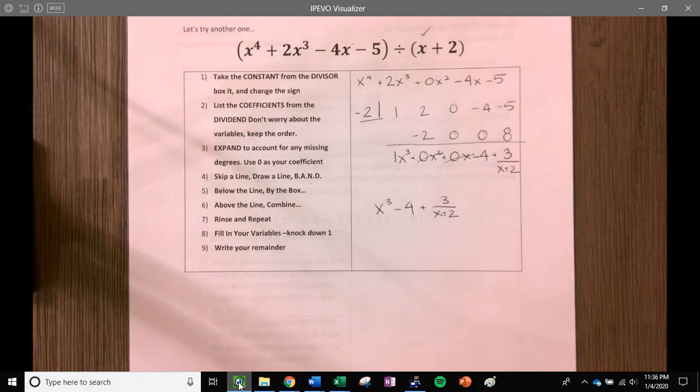Okay, that's synthetic division, you guys. I know it seems like a ton of steps, but in actuality, it's quite simple. It's a major shortcut, as long as you can remember to check for your red flags. Remember, skip a line, draw a line, bring a number down. Below the line, multiply by the box, and above the line, combine. You guys will have no problem.